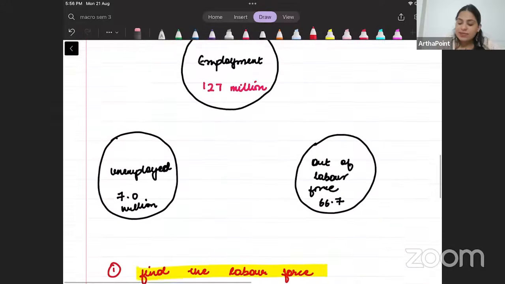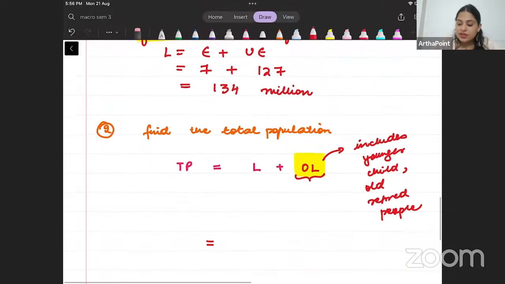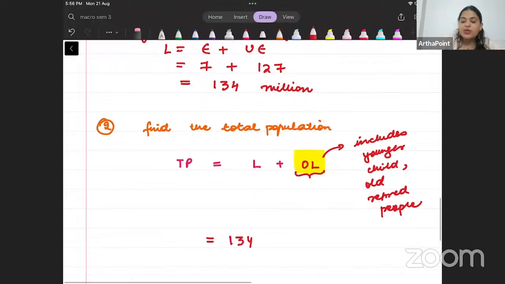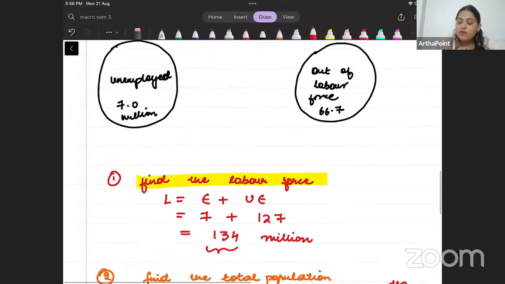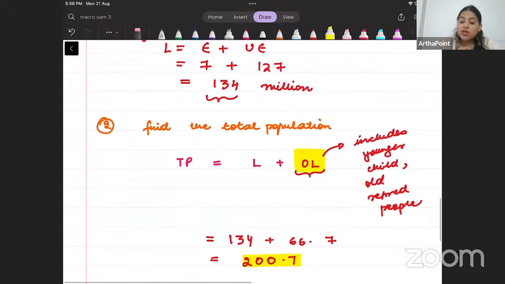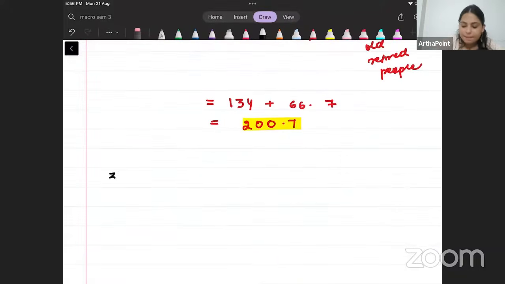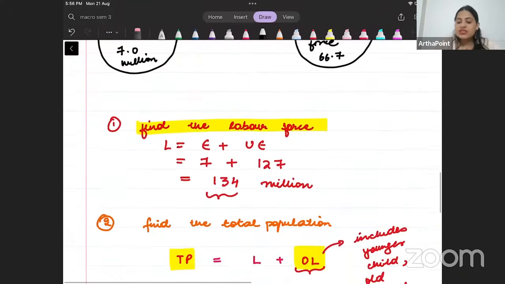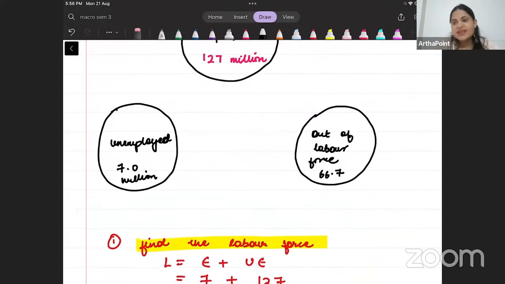So I can just say that beta, labor force was 134. This is what I calculated. And my out of labor force is going to be 66.7. So this is going to be, calculate this, 200.7. This is going to be my total population. Third thing. So beta, these kind of numericals can come in the exam as a 5 marker. So you should be aware of these.